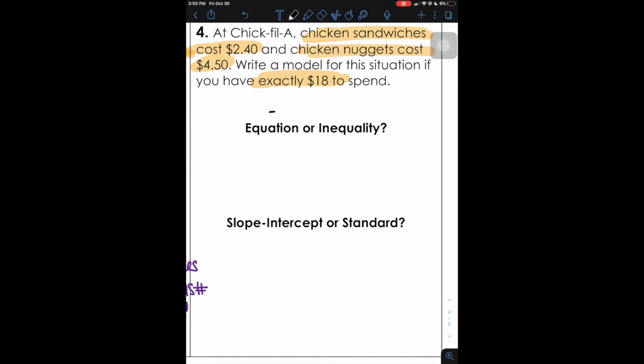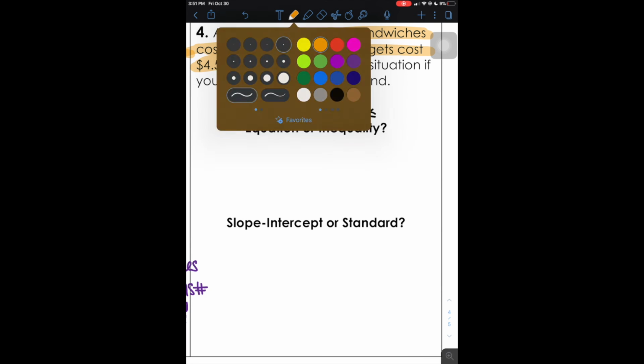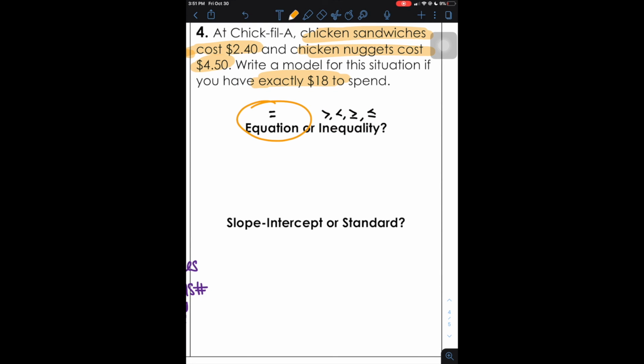So equations, again, are this inequalities. So, do we want to spend more than 18? No. Do we want to spend less than 18? No. We want to spend exactly $18. So that's going to be an equation because we want this side to be equal to the other side.